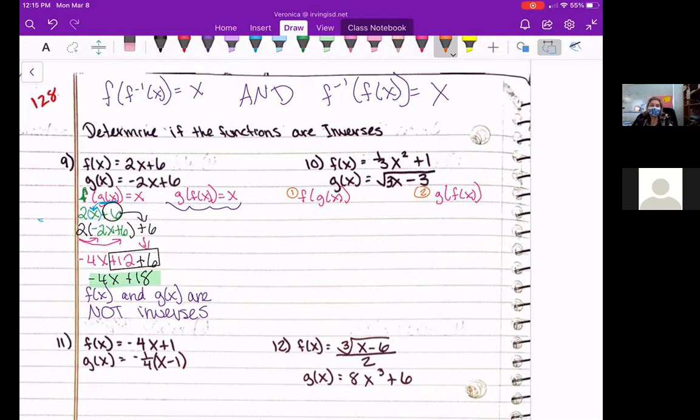Okay. When you're done, just type something so I know we're done. All I want you to do is set it up. I don't want you to solve yet. Thank you.